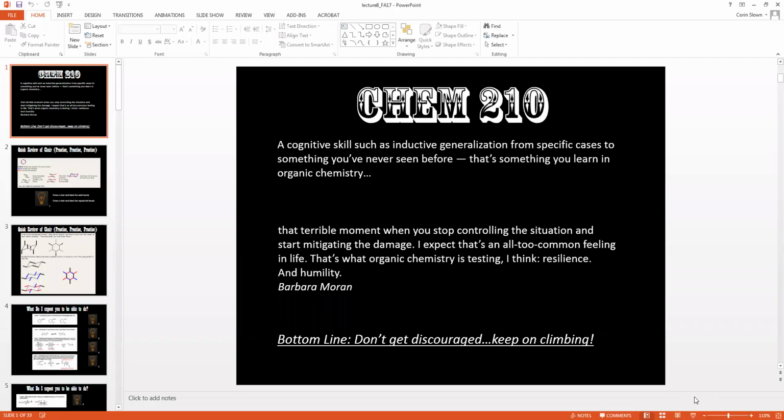So one of the things we're going to talk about today is this idea that when we're drawing mechanisms, we're really thinking about induction and deduction. So that's either going from big ideas, right, and then making an inference, or using small pieces of evidence to build up to that big idea. Another way of saying that is a cognitive skill such as inductive generalization from specific cases to something you've never seen before. That's something that we're practicing doing in organic chemistry.